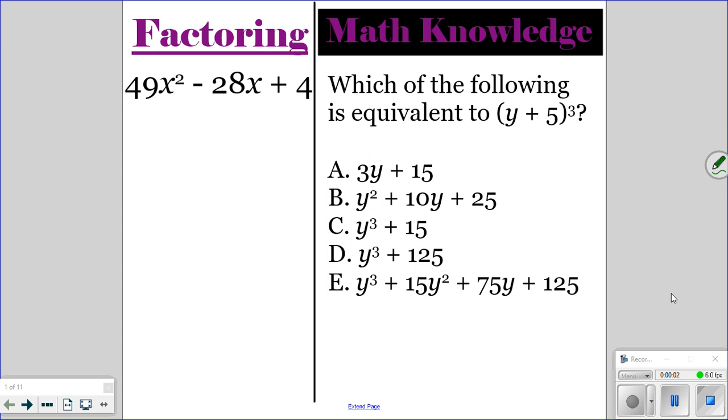All right, so y'all go ahead and do the factoring and the math knowledge question for today. Pause the video, and then once everyone is finished, you can unpause the video and I'll go over the correct answers. So we're going to do remove, replace, reduce.